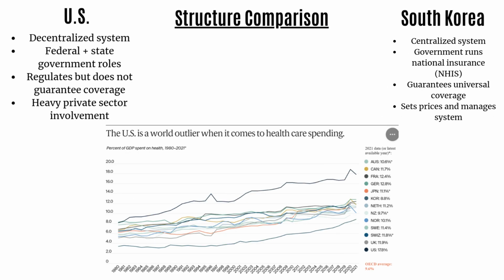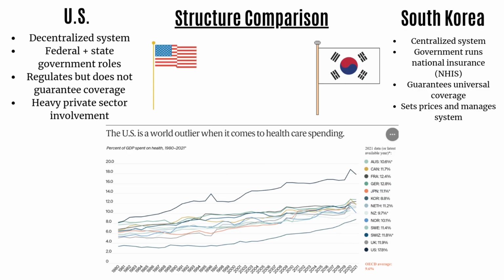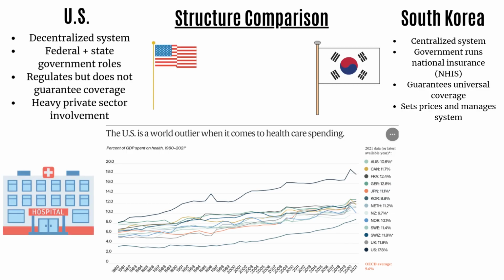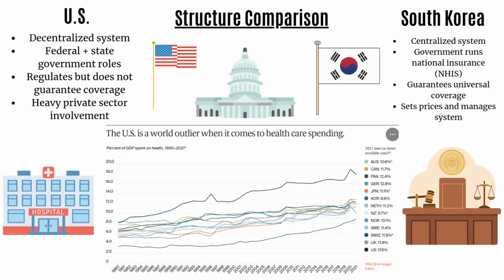The role of government in healthcare is another major difference between the United States and South Korea, and it strongly influences how each system functions. In the United States, responsibility for healthcare is divided between federal and state governments, while private insurance companies still control a large portion of the system. The government regulates healthcare and funds programs like Medicare and Medicaid, but it does not directly guarantee health coverage for every citizen. Because private companies compete within the system, healthcare policies, prices, and accessibility can vary widely depending on location and insurance provider.